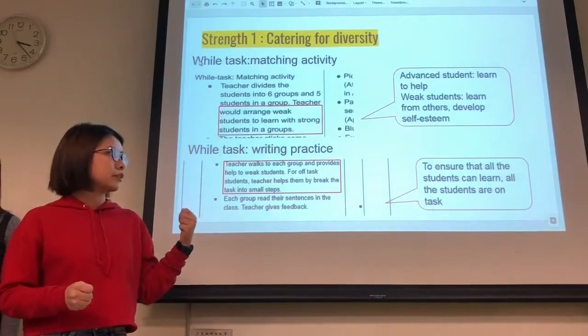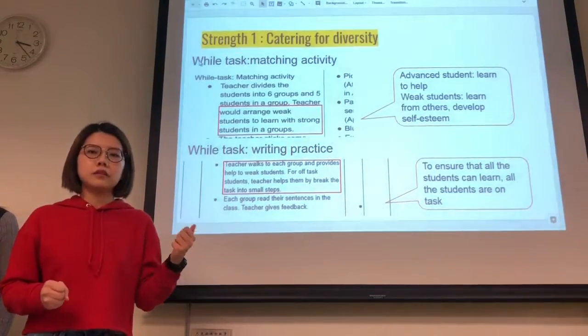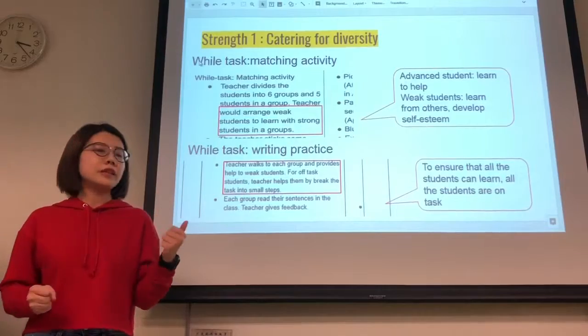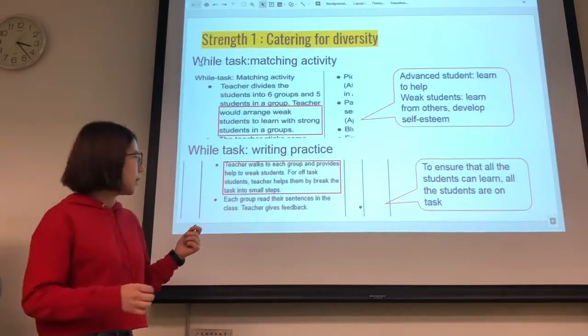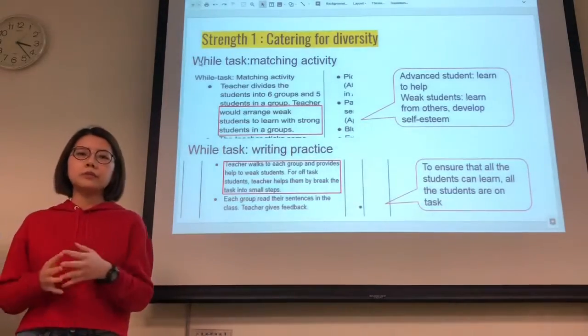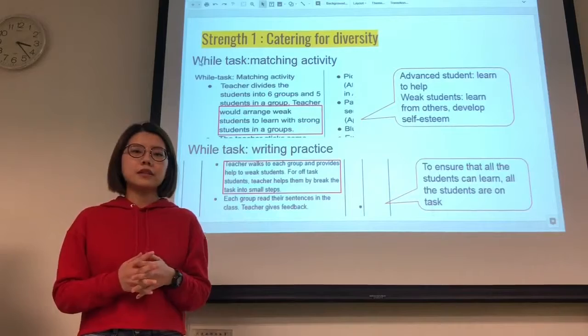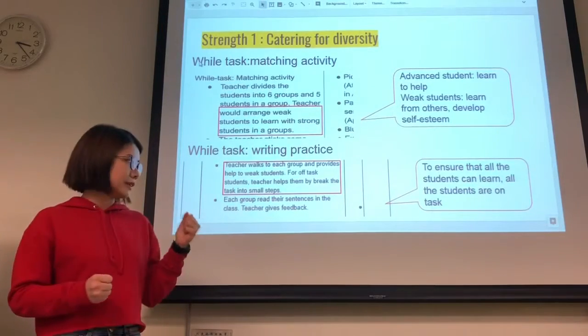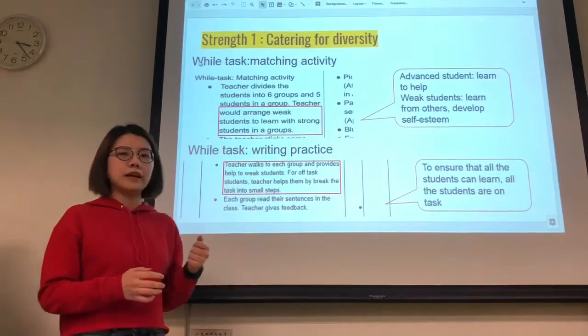And as for weak students, they can learn from the advanced students and develop self-esteem by fulfilling some relatively easier jobs in the group. And while completing the task, the teacher will help weak and inattentive students by breaking the task into small steps. So this can ensure all the students can learn from the task.